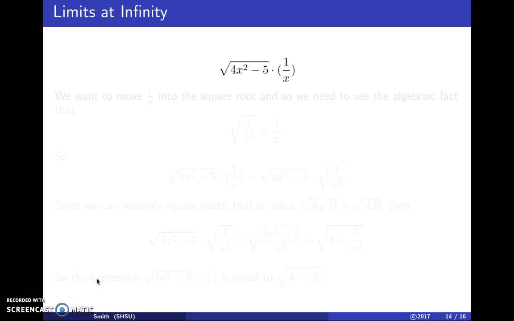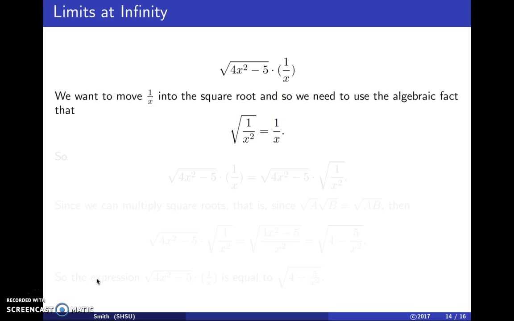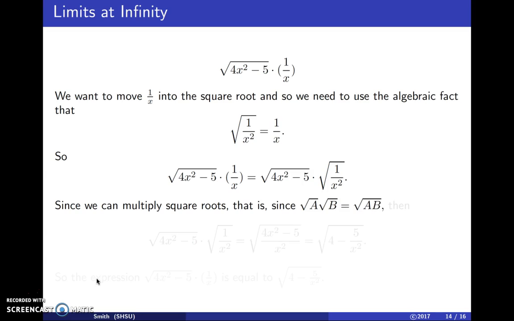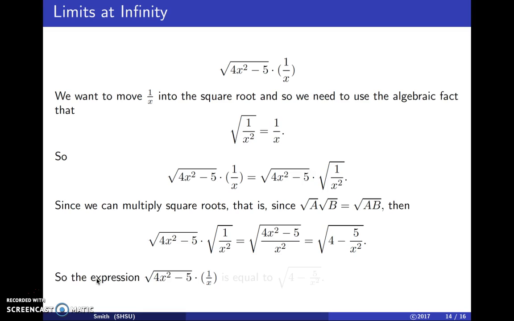So for the square root of 4x squared minus 5 times 1 over x, if I want to move 1 over x into the square root, I need to use the algebraic fact that as long as x is positive, the square root of 1 over x squared is 1 over x. So I'm going to replace 1 over x with the square root of 1 over x squared, so that I have square roots here, and then I'm going to use a property of square roots. The product of square roots is the square root of their product, so I can now put everything under the square root sign, and so this becomes the square root of 4x squared minus 5 over x squared, or the square root of 4 minus 5 over x squared. So I can change that expression to that one.